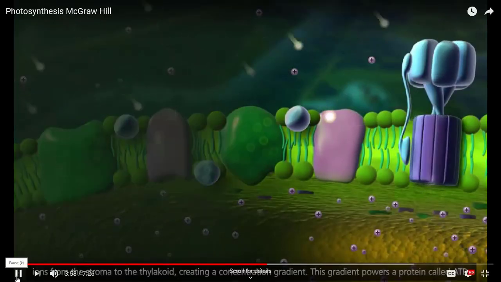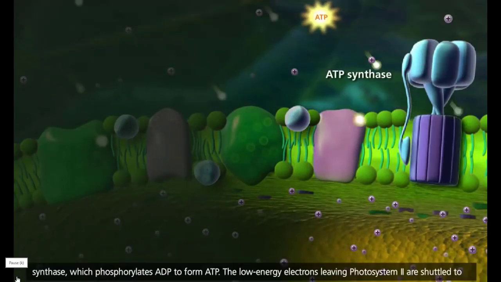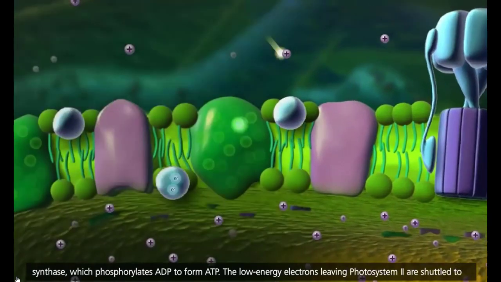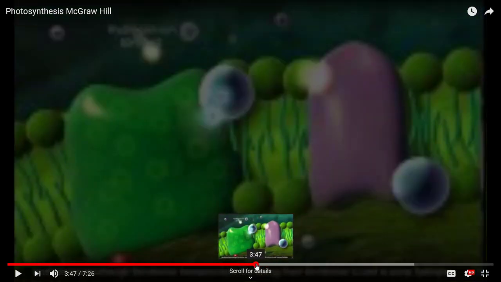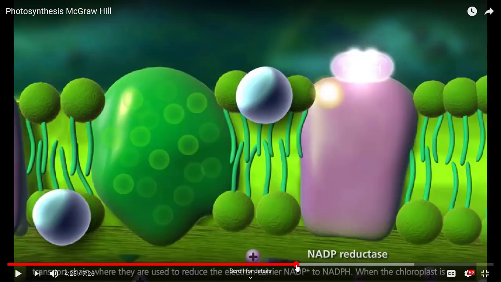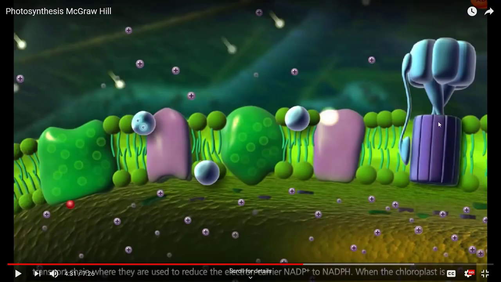This gradient powers a protein called ATP synthase, which phosphorylates ADP to form ATP. So this pump right here is called the ATP synthase pump, and it's fueled by hydrogen ions. So all these little pluses here are hydrogen ions that are built up in the stroma, and it fuels this pump to make ATP, because we're going to need energy for the next set of reactions, and this provides that energy.